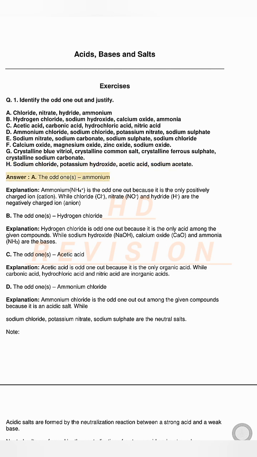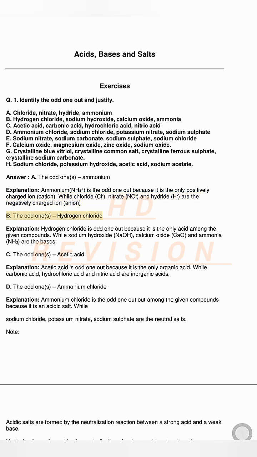Answer. The odd one is ammonium. Explanation. Ammonium NH4+ is the odd one out because it is the only positively charged ion, a cation, while chloride Cl-, nitrate NO3-, and hydride H- are the negatively charged ions, anions.